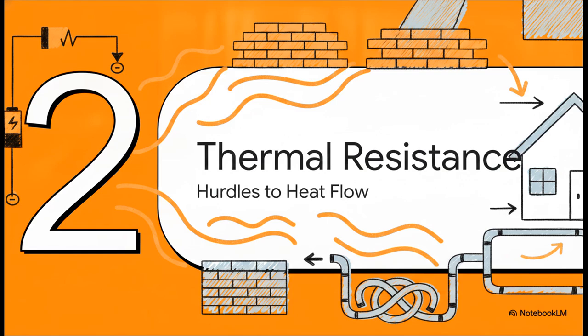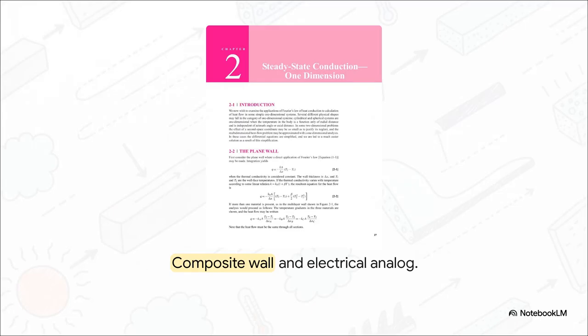Moving right along to Section 2, the thermal resistance analogy, and how materials act as hurdles to heat flow. If heat acts just like electricity, then it makes perfect sense that building materials must act as hurdles, or resistors. Take a composite wall made of 3 different materials layered together. Just like adding electrical resistors in a series circuit, every single layer offers a very specific resistance to heat flow. And that's based entirely on its thickness and its unique thermal conductivity.